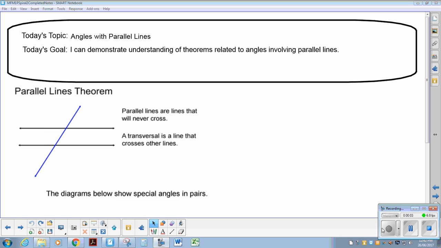Hello, welcome to lesson 4 in Spiral 2. So today, what are we covering? We're looking at angles and parallel lines.